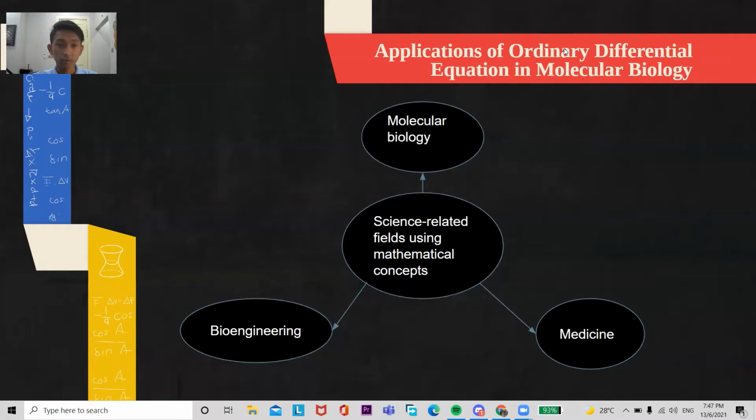So for today, I will be explaining how the ordinary differential equation can be applied in molecular biology. So before that, it is important that we acknowledge how mathematical concepts have been used and applied towards other science-related fields such as molecular biology, bioengineering, and also medicine.